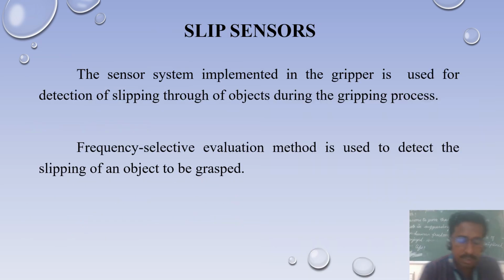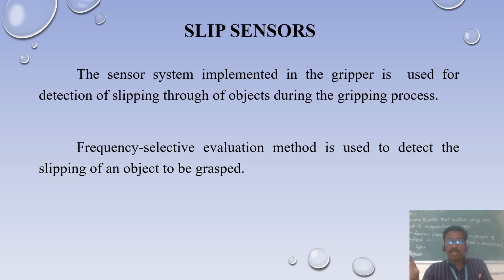Then the slip sensor. This is also very important. It is connected with the end effector, which I already told in the previous slide. The sensor system implemented in the gripper is used for detecting the slipping of an object during the gripping process. So this is mainly attached with the gripper, that is the end effector, because the end effector is the only part that interacts with the particular objects.